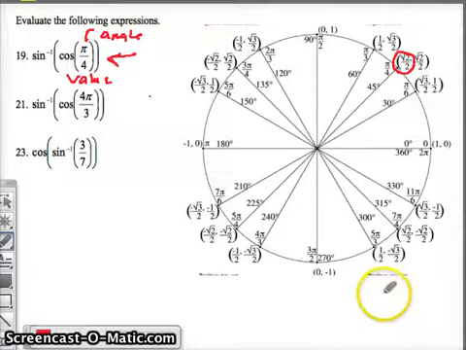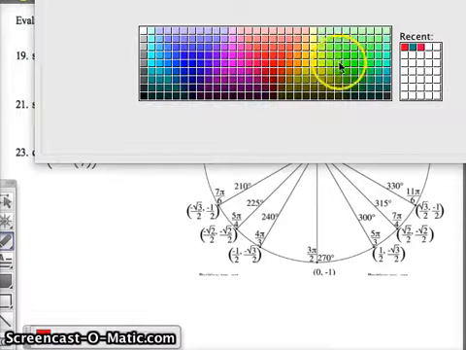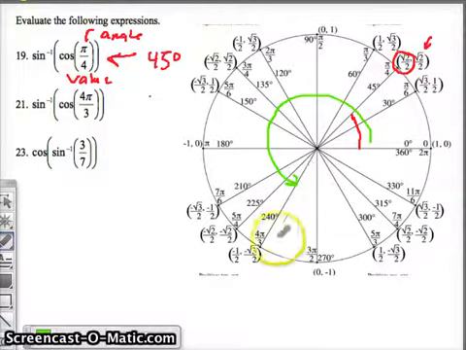All right, so what is inverse sine of radical 2 over 2? Where is sine radical 2 over 2? Right here. So the answer is 45 degrees. That's the answer there. Let's try number 21. We'll just do a different color, see if that helps. It's the inverse sine of cosine of 4 pi over 3. First of all, let's find cosine of 4 pi over 3. 4 pi over 3 is right here. Cosine is the x, so negative 1/2.